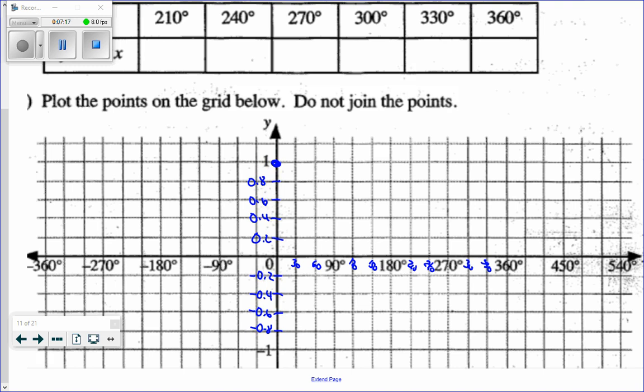So the first point will be at 0, 1. The next point will be at 30, 0.9. Next point will be 60, 0.5. Next point will be 90, 0. We're going to repeat that now on the negative side. 120 will be negative 0.5. 150 will be negative 0.9.